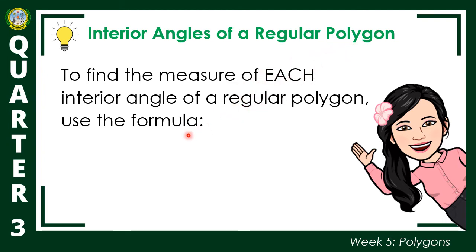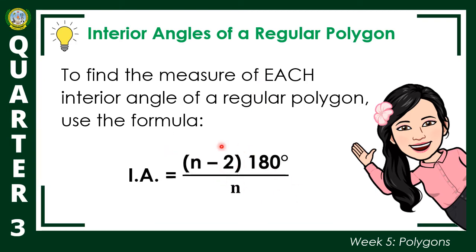So, in symbols po, ganito po ang formula natin. So, as you can see, yung numerator po natin, yan po yung sum ng interior angles ng polygon. Di ba po? Yung nasa previous slides natin kanina. And then, ang gagawin po natin is to divide that sum by n. Kung ilan po yung angles ng ating polygon. Okay? IA stands for interior angles. Let's now apply this formula in solving some problems.